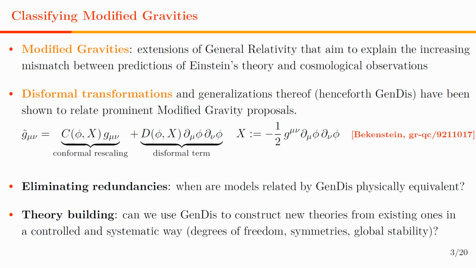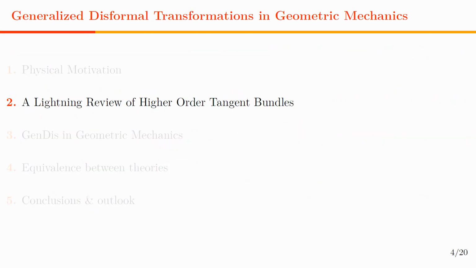Now, the purpose of studying those objects is then double. First of all, we want to eliminate redundancies between already existing proposals. It would be nice if we could characterize and classify our modified gravities in equivalence classes, to concentrate on the simplest representative of an equivalence class. And on the other hand, as Vero was already telling you, we are interested in building new theories out of existing ones in such a way that we control the physically relevant properties: the degrees of freedom, which are the subject of the topic of today, and global stability, which will be the topic of tomorrow's mini course by Vero.